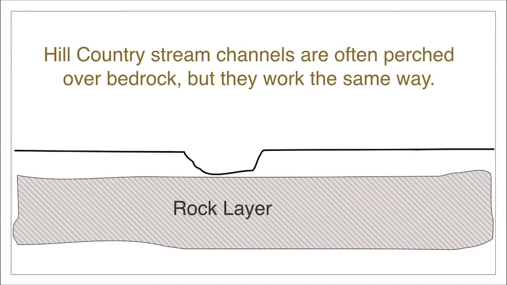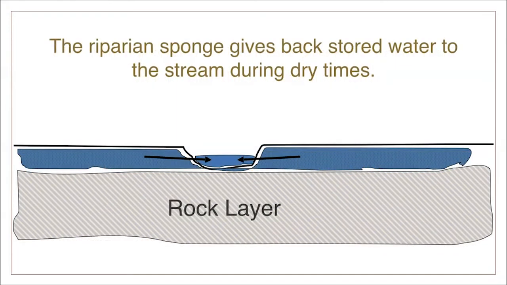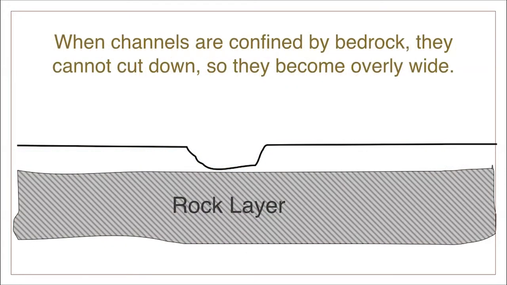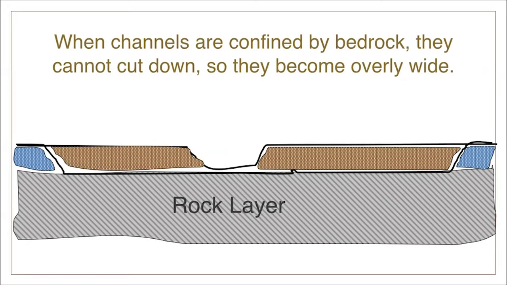Hill country stream channels are often perched over bedrock, but they work the same way. The riparian area gives stored water back to the stream during dry times. When hill country stream channels receive more energy than they are designed to carry, they get wider instead of deeper. But the result is the same. Less water stored in the land. Much of the riparian sponge, shown in brown, has all been washed away.